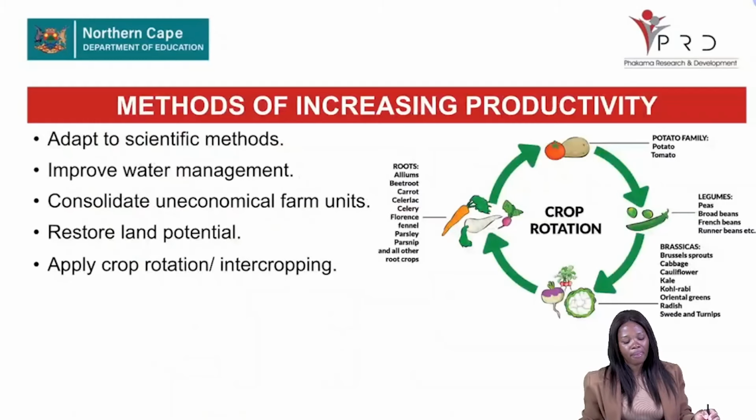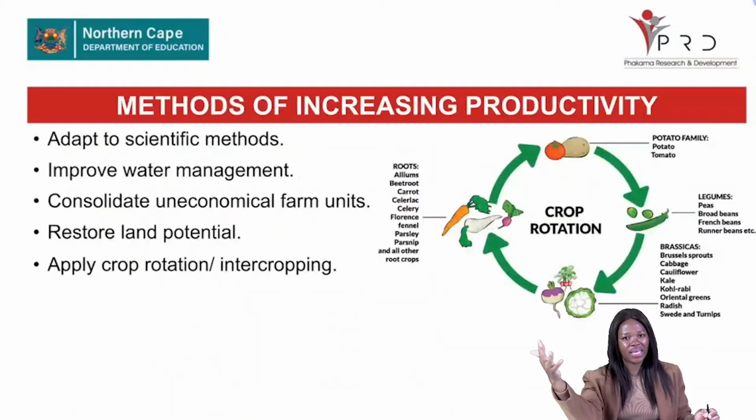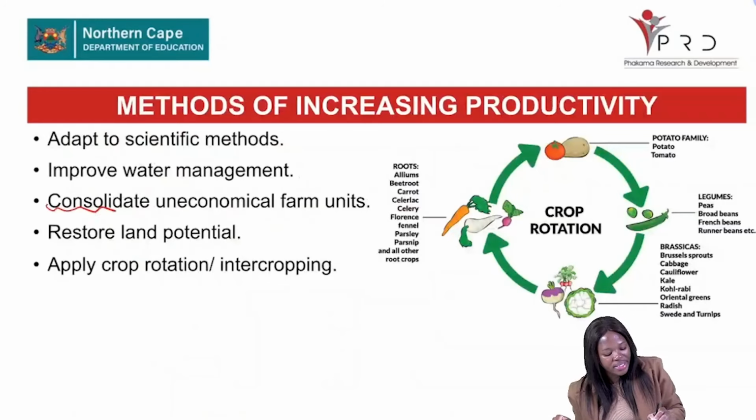Method number one, a farmer can adapt to scientific methods, where you apply the use of technology. Secondly, a farmer can improve water management, where you use different methods of irrigation, such as drip, sprinkler, etc. Right? Number two, a farmer can consolidate uneconomical farm units. Now, what does consolidation mean?